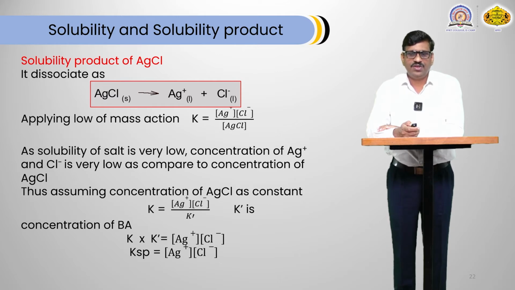Hence, the concentration of AgCl can be treated as a constant. Hence, we can write the equation K is equal to concentration of Ag plus into concentration of Cl minus divided by K dash, where K dash is the constant, that is the concentration of AgCl. K into K dash equals concentration of Ag plus into concentration of Cl minus. The solubility product, that is Ksp, is equal to concentration of Ag plus into concentration of Cl minus.